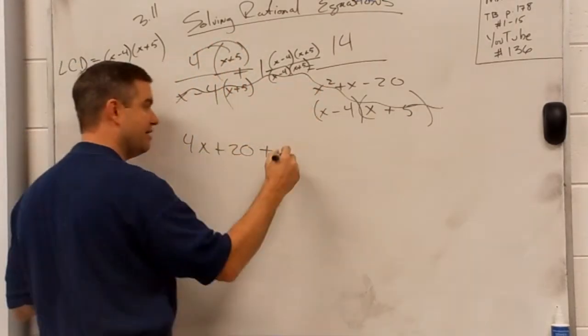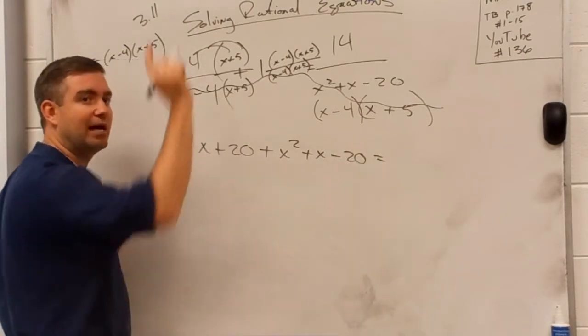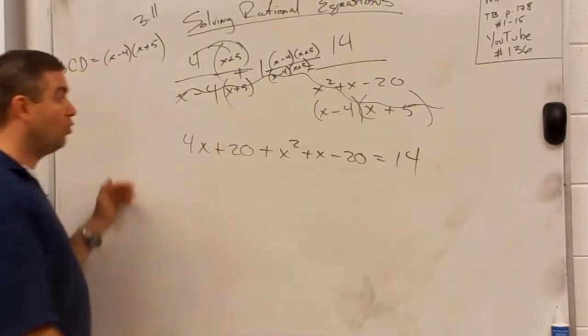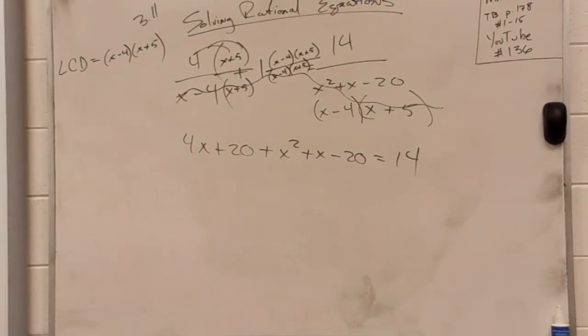So I look right there and I say x squared plus x minus 20. And then what does that equal? What's my last term out there? 14. Just plain old 14. All right. What I want you to do is solve it from here. Combine your like terms. Set it equal to 0.